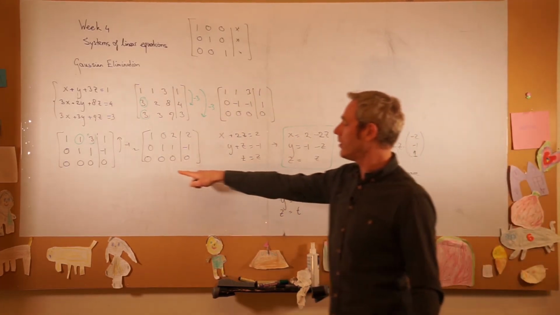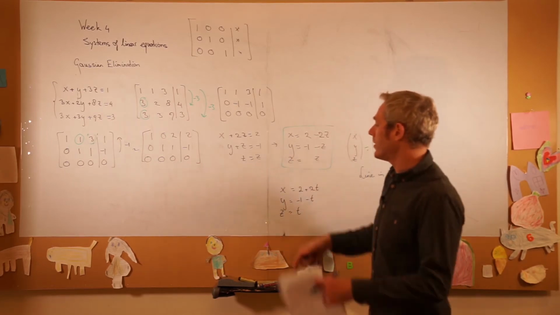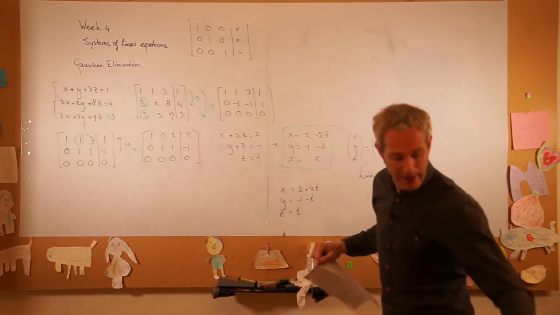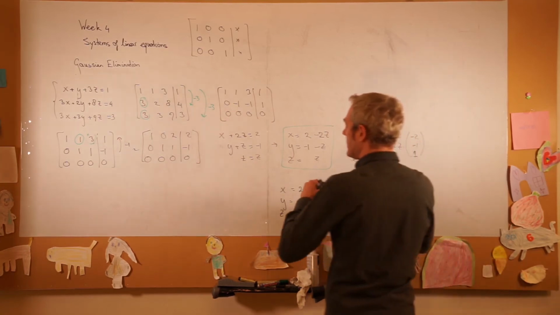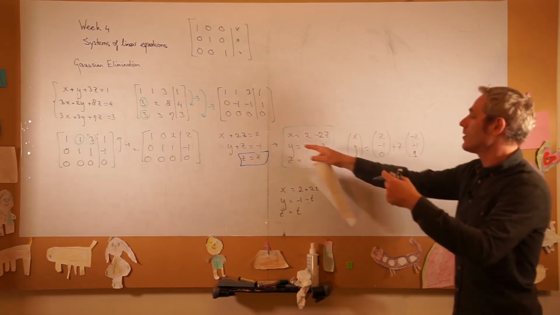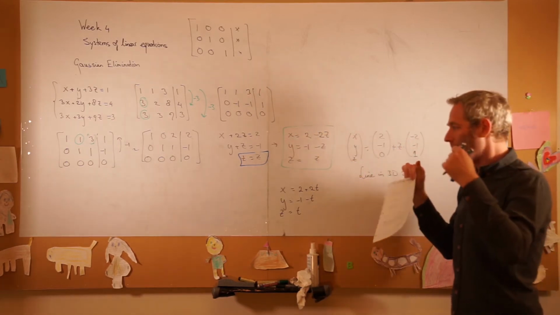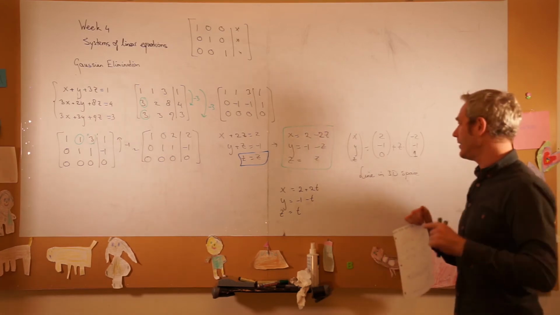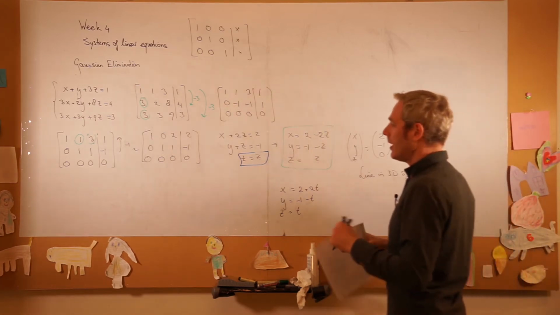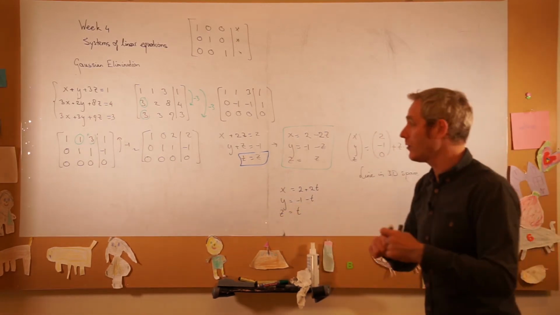So if we have one row of zeros, we have one variable which we have no information about. And in this case, I've written it as z, but we can rewrite this equation so that x is the free variable, or y is the free variable. The important thing is we have one free variable. But you can also have two free variables.